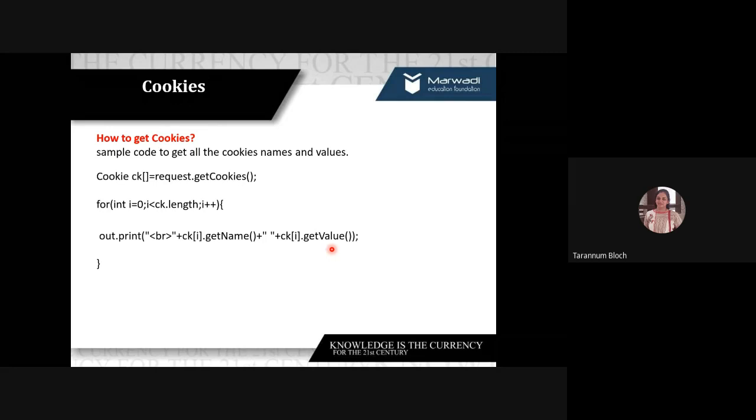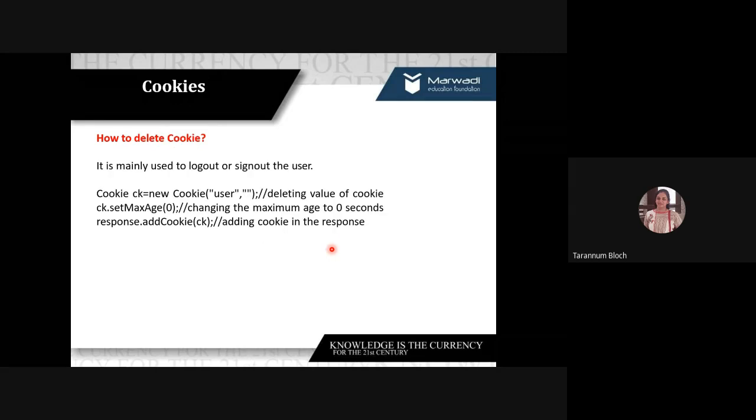Fine. And suppose you don't want that cookie. Then what you can do is write Cookie ck is equal to new Cookie. The variable which you have created, you have to set it null. You are giving two empty parentheses, so this is the variable name, and this will give the null value. Finally, we are writing ck.setMaxAge(0), right? So what it will do is change the maximum age to 0 seconds. And when it is 0 seconds, it means it is no longer available. You have to set the max age as 0.